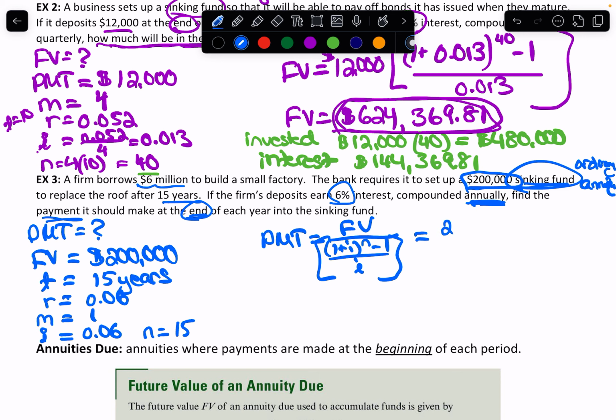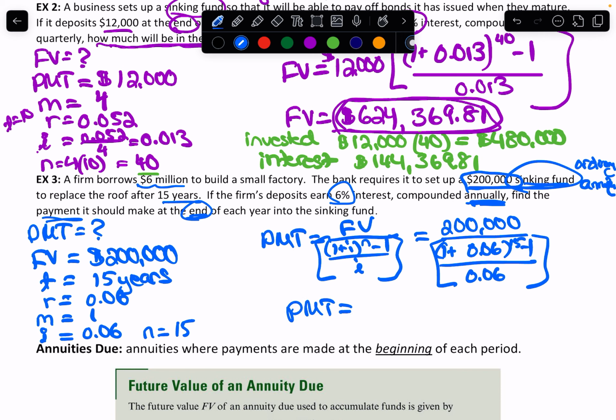Now we're going to plug this in, 200,000 divided by 1 plus 0.06 to the power of 15 minus 1 divided by 0.06. PMT equals $8,592.65. So that would be the payment that they need to pay after each period, compounded annually, so each year.